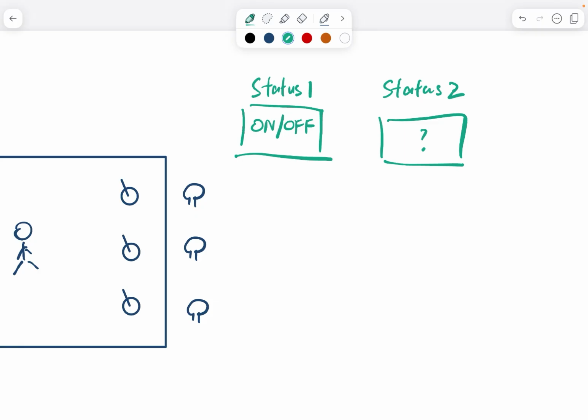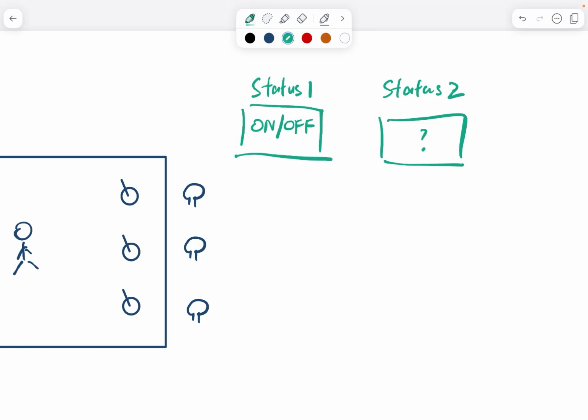Because if you're thinking about the question in the standard way, in a normal way, you can never solve this problem, because using one status only, it's impossible to figure out the associations of the 3 light bulbs. So status 2 is necessary.